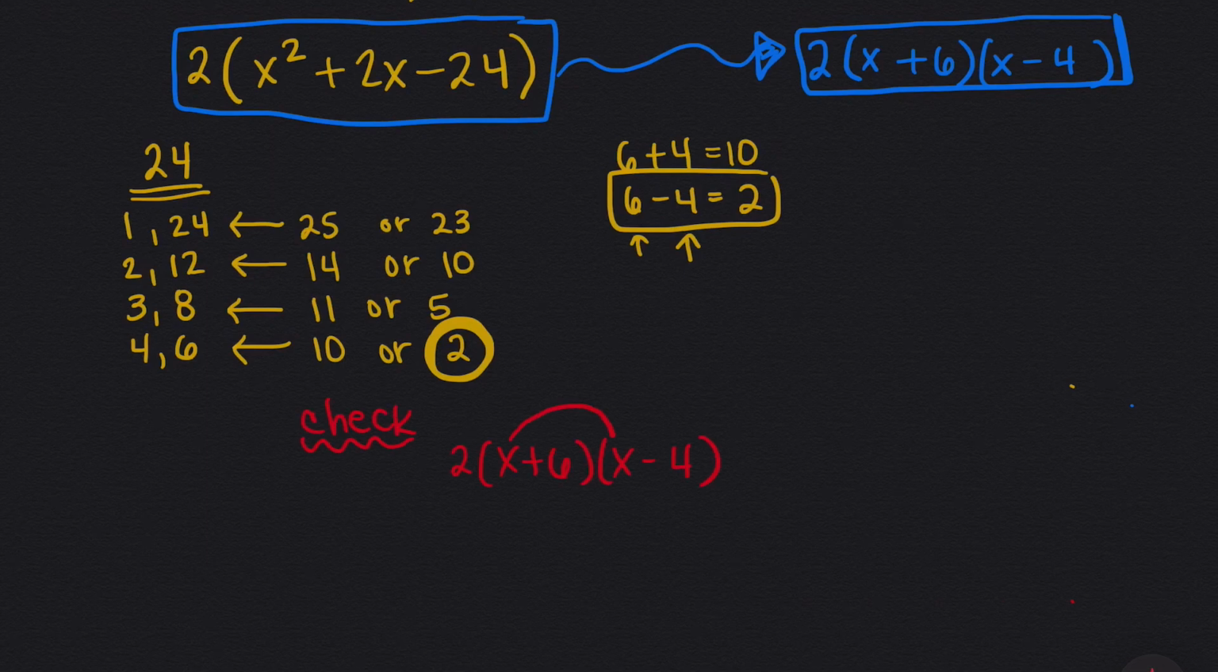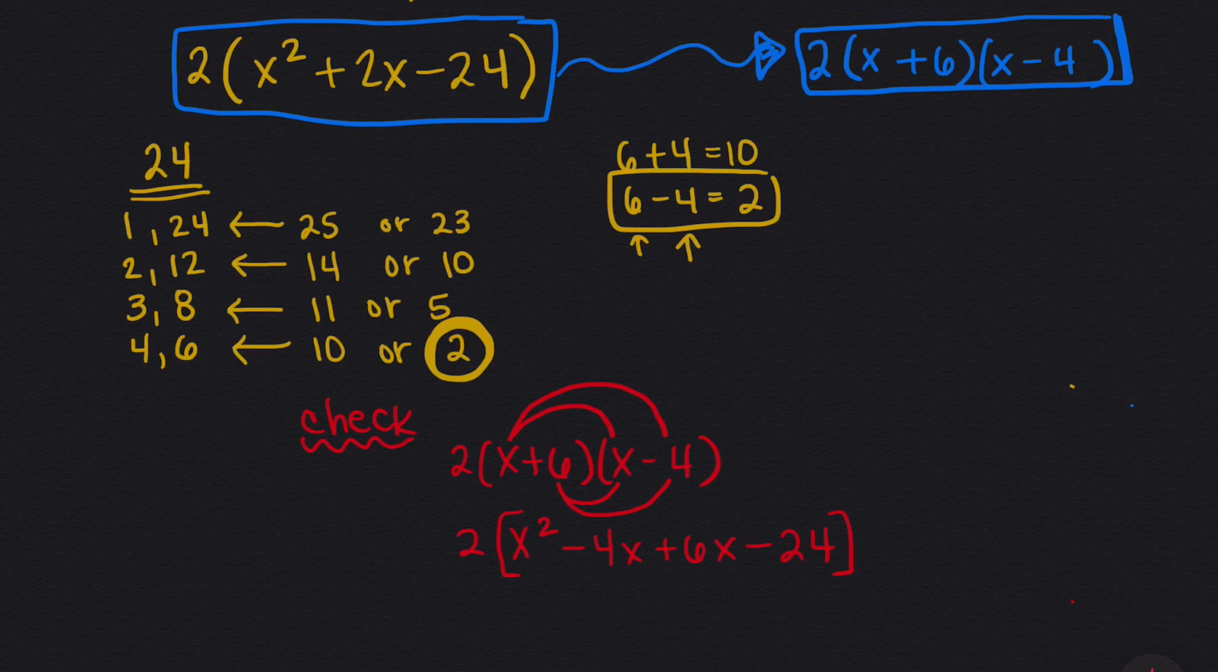So we have x times x, which is x squared, x times negative 4, which is negative 4x, 6 times x, that's a positive 6x, and 6 times negative 4, which is negative 24. But remember, all of this is being multiplied by 2, so I'm going to bring that 2 down.